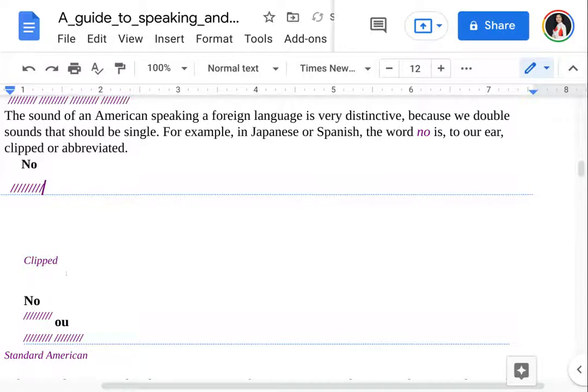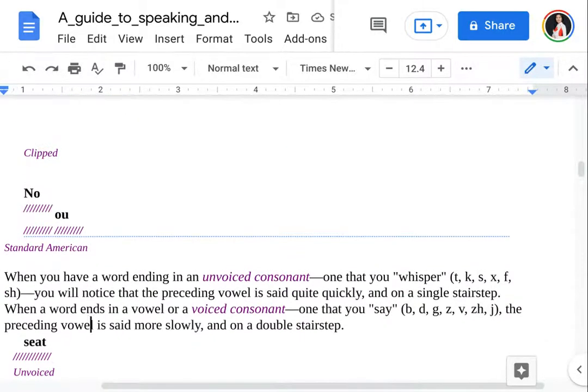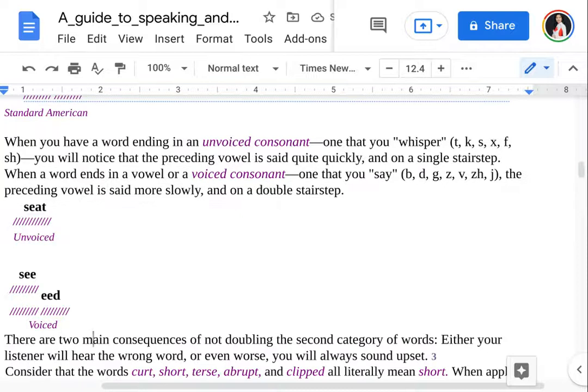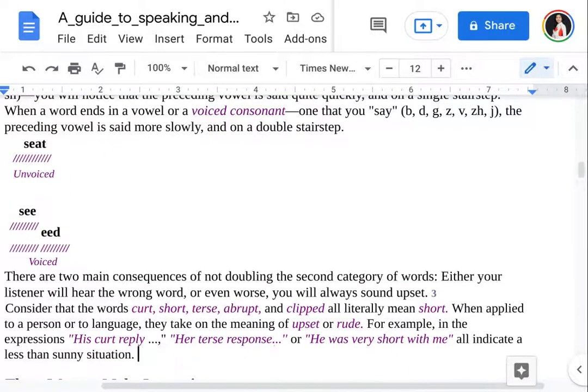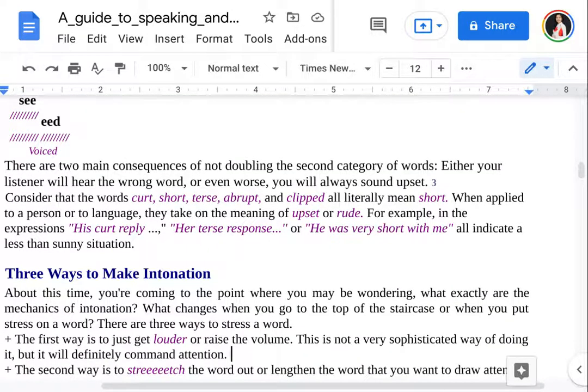When you have a word ending in an unvoiced consonant, one that you whisper, t, k, s, x, f, sh, you'll notice that the preceding vowel is said quite quickly and on a single stair step. When a word ends in a vowel or a voiced consonant, one that you say, b, d, g, z, v, j, the preceding vowel is said more slowly and on a double stair step. Unvoiced, seat. Voiced, seed. There are two main consequences of not doubling the second category of words. Either your listener will hear the wrong word, or even worse, you'll always sound upset.